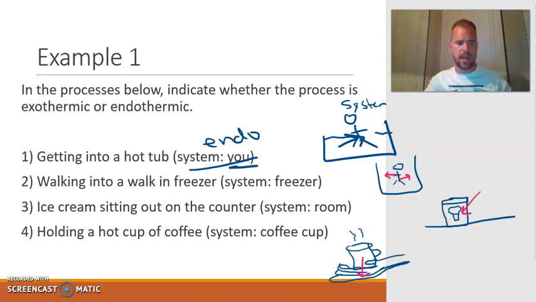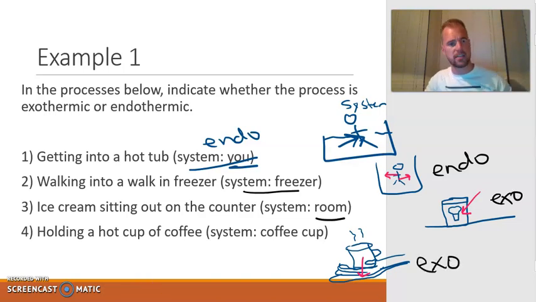All right, so what I've got in these last few seconds is just the drawings. We're going to try to quickly go through these. In the walk-in freezer, you are warmer than the freezer, so energy is leaving you and going into the freezer. Well, the system is the freezer, so the freezer is absorbing the energy coming from your body. So that also is going to be endothermic. For the ice cream sitting out on the counter, the room energy is going to go into the ice cream because the ice cream is colder. The room is the system, and since the energy is leaving the system, it's going to be exo. And in the last one, it's exo because heat's leaving.